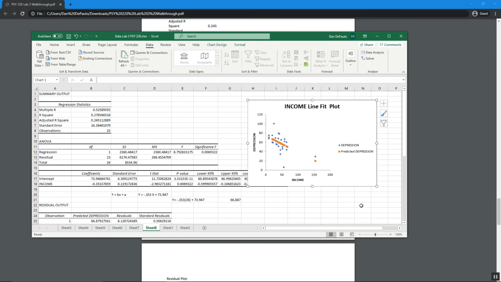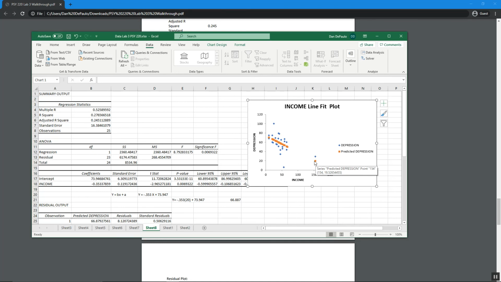Now what I can do is I can make this a little neater. So these orange dots here represent the line, the regression line. The blue dots represent the actual scores on depression for each person, for the 25 people. And if I just put my mouse over it, it tells me the value. So let's go back here.